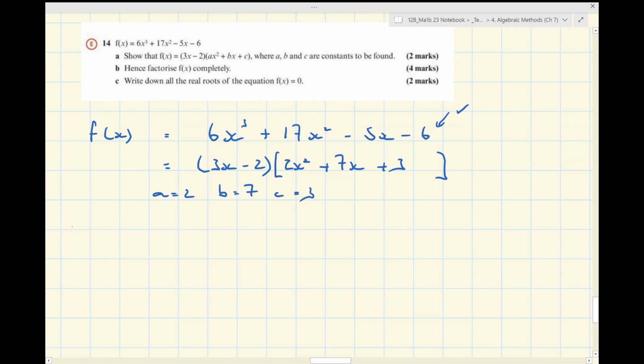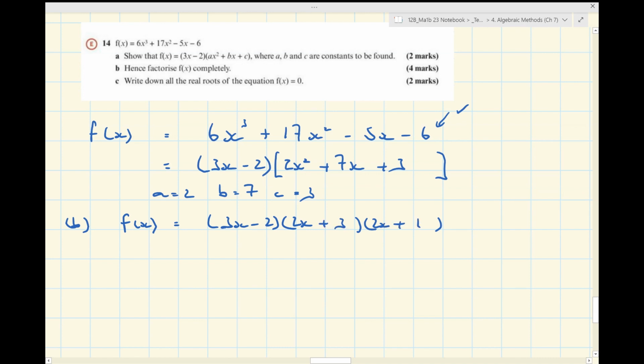Part B, factorise f of x completely, so I'm guessing that I can factorise it further. So I've got 3x minus 2. Now I'm going to try and split this second bracket into 2. Clearly 2x and x, clearly plus and plus, and clearly 3 and 1.